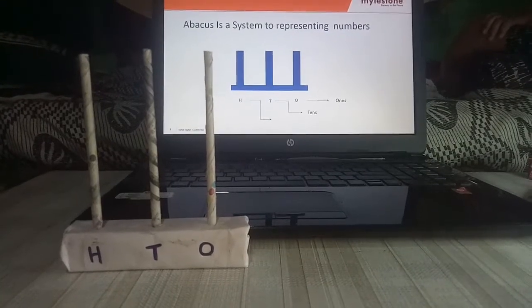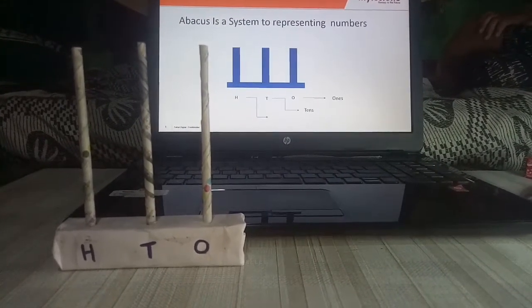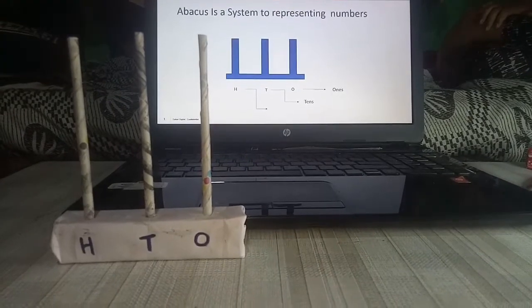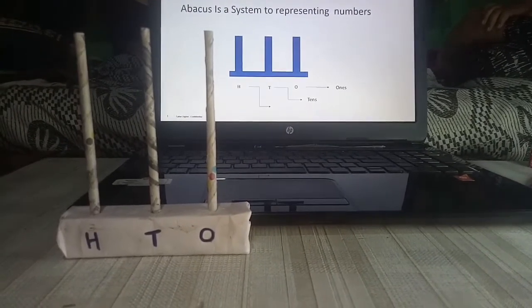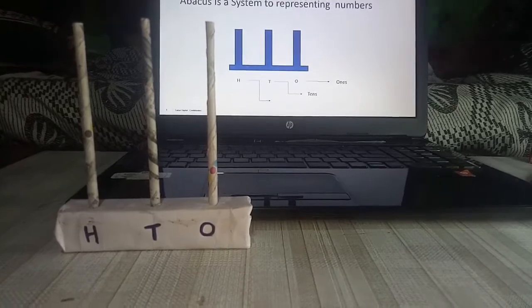Hello students, good afternoon. Today I am going to tell you how to make a dice abacus at home by using waste materials.